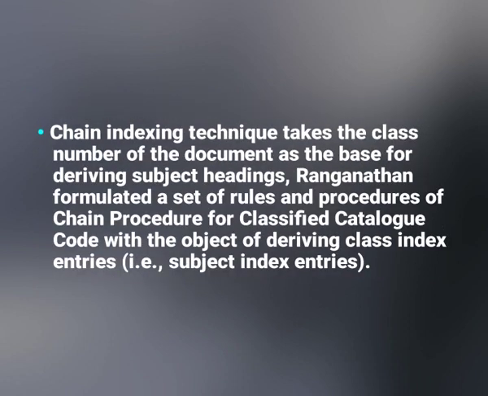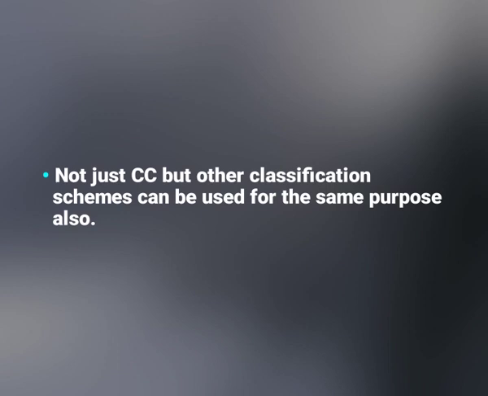So, chain indexing technique takes the class number of the document as the base for deriving subject headings, and Ranganathan formulated a set of rules and procedure of chain procedure for classified catalog code with the object of deriving class index entry. We also call it as subject index entries. So, not just the CC, but other classification schemes can be used for the same purpose also. So, that you need to remember.